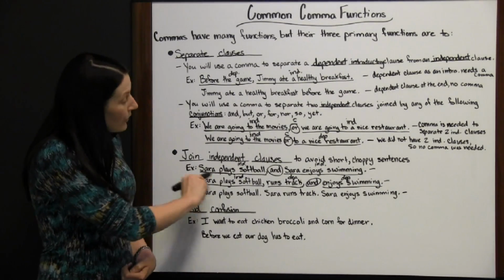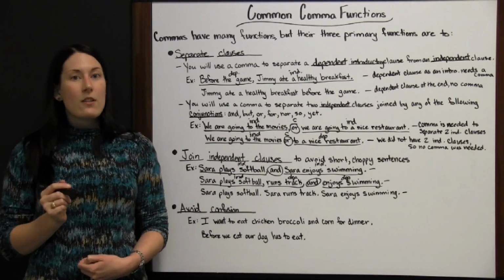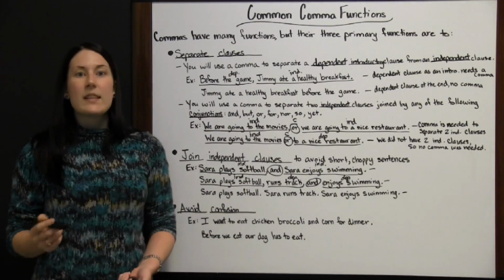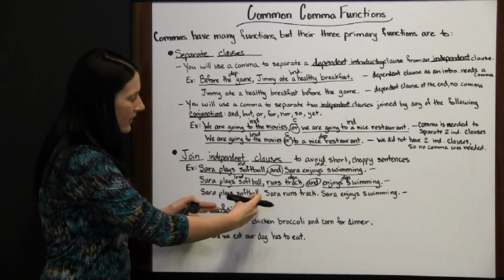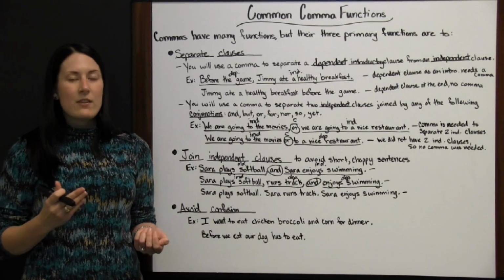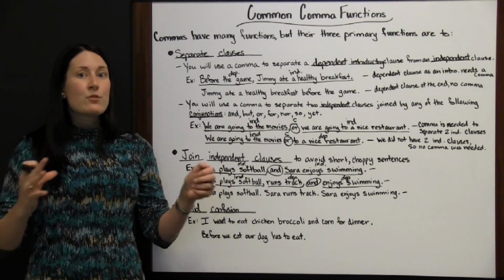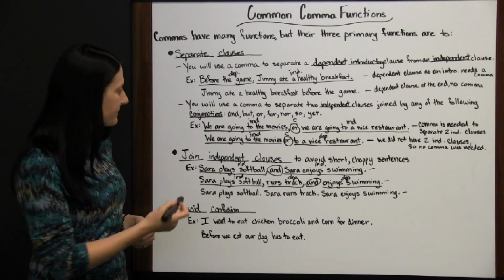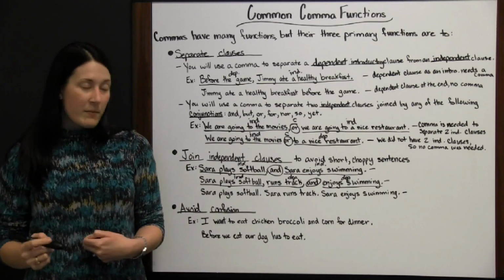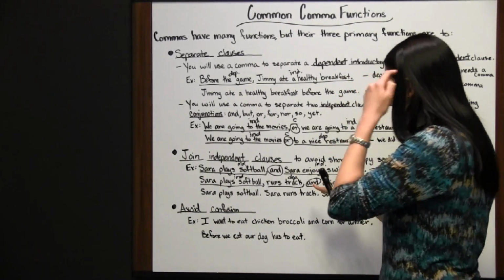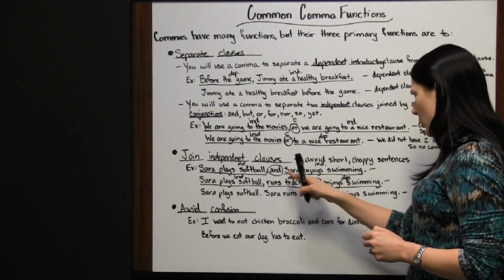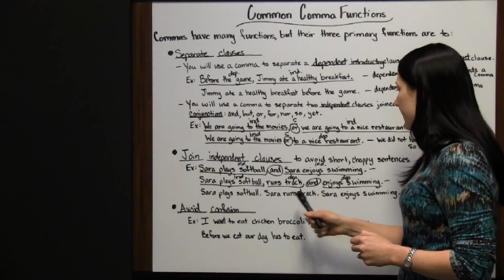So you could have two independent clauses joined by a conjunction like we did up here, and then you would use that comma to separate them. But you are still joining multiple sentences when you do that. So you're using those commas to separate the clauses, but you are using them to also join two sentences into one. So Sarah plays softball, and Sarah enjoys swimming. So here we used our comma to join these two independent thoughts.